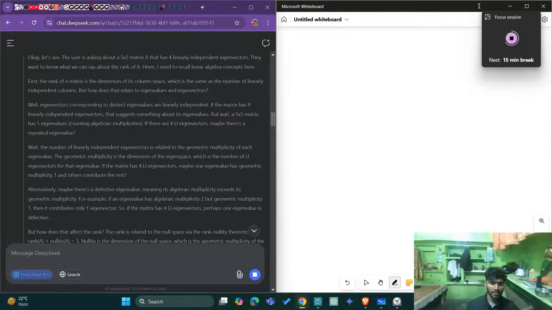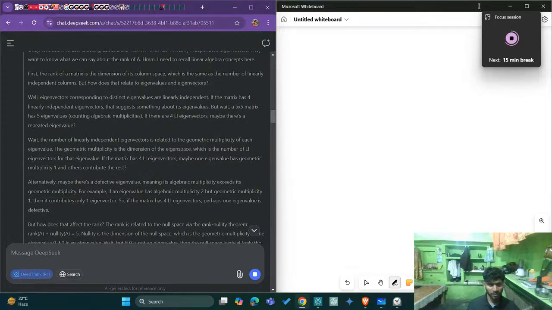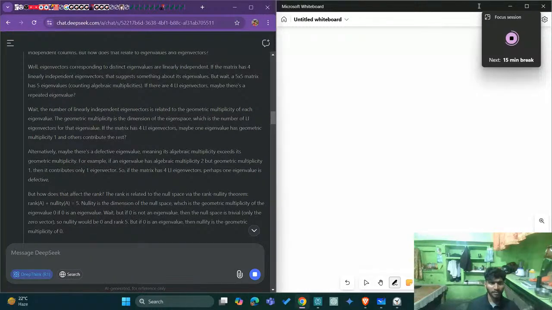If the matrix has four linearly independent eigenvectors, maybe one eigenvalue has geometric multiplicity 1 and others contribute the rest. Alternatively, maybe there is a defective eigenvalue, meaning its algebraic multiplicity exceeds its geometric multiplicity. For example, if an eigenvalue has algebraic multiplicity 2 but geometric multiplicity 1, then it contributes only one eigenvector. So if the matrix has four linearly independent eigenvectors, perhaps one eigenvalue is defective.